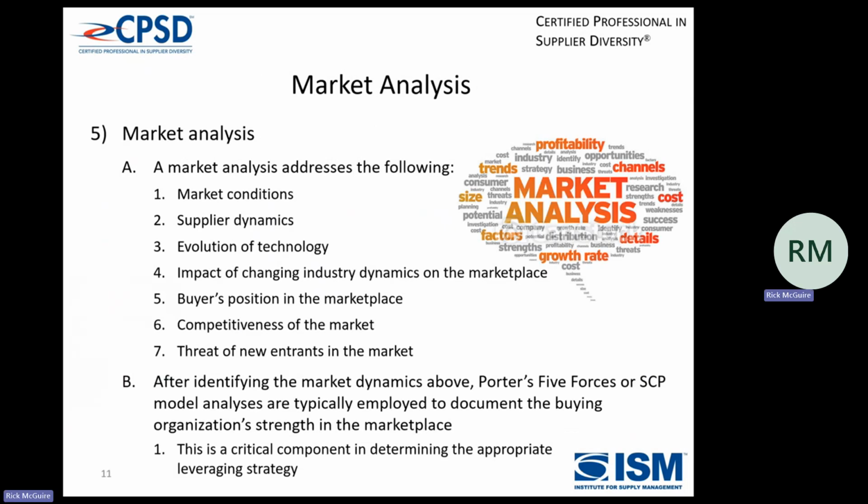Market analysis. You want to look at things like market conditions, supplier dynamics, evolution of technology, impact of changing industry dynamics on the marketplace, buyer position in the marketplace, competitiveness, threat of new entrants, and how tariffs are affecting it. After identifying the market dynamics above, Porter's five forces or SCP model analysis are typically employed to document the buying organization's strength in the marketplace. This is a critical component in determining the appropriate leveraging strategy.